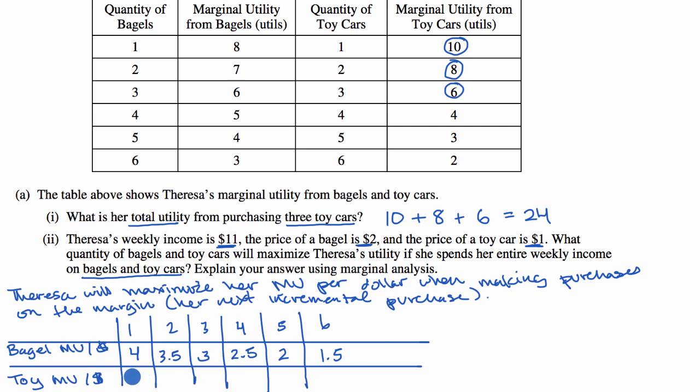And now we can think about toys. Each toy is $1. So if she gets 10 marginal utility units from that first toy, it only costs her $1. So it's 10 utility units per dollar. So it's 10 there. It would be 8 here. We're just dividing each of these by 1. So 6 here. So it's going to be the same number again. 4, 3, and 2.